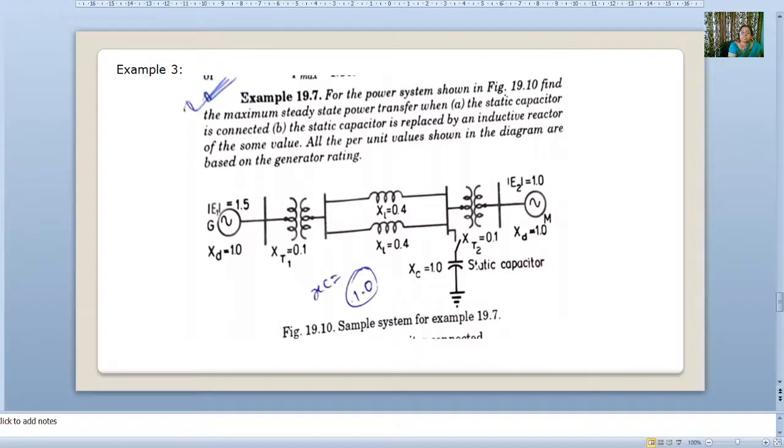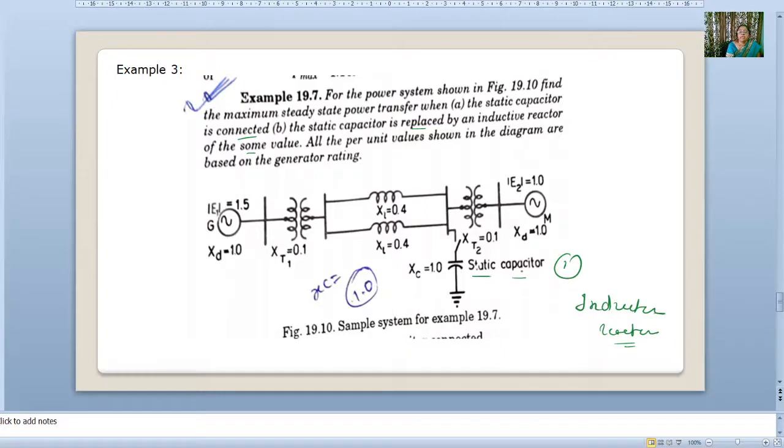Now this is the third and last problem. For the sample power system shown in the figure, find the maximum steady state power transfer when the static capacitor is connected, and when the static capacitor is replaced by an inductive reactor. All the per unit values shown in the diagram are based on generator rating. Here the capacitor is connected at the receiving end. First it is connected, and then this static capacitor is replaced by the same value of inductive reactor.